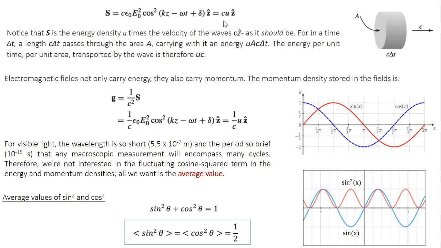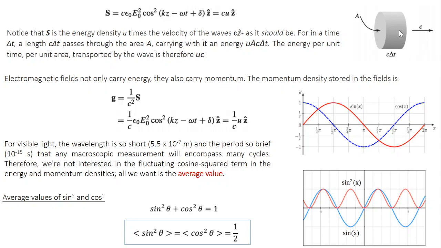Now this term, epsilon naught E naught square cos square of the phase factor, is the energy density. So you can write the Poynting vector S equal to the velocity c multiplied by the energy density u. And if you look at the geometry, this expression is quite obvious.